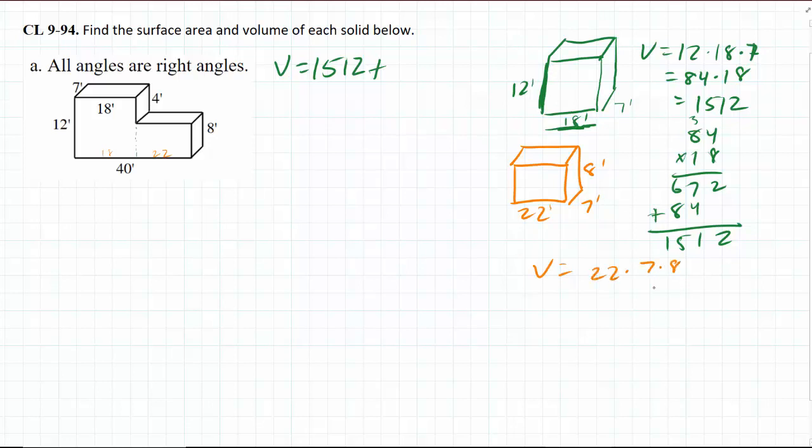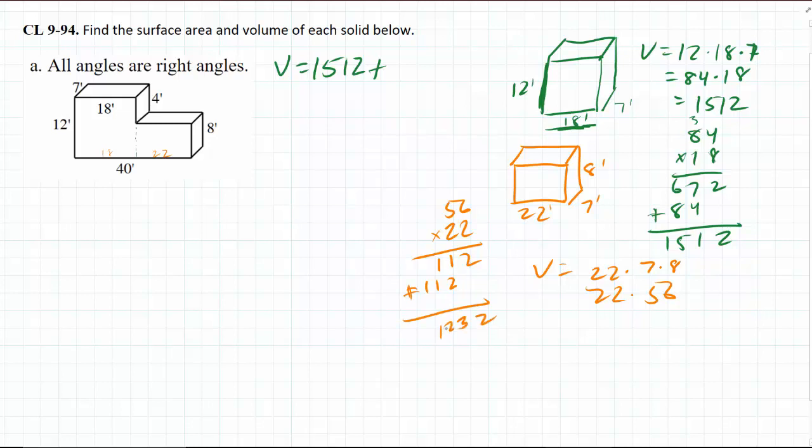7 times 8 we know is 56. And let's multiply that with 22. So 22 times 56. We actually do it the other way around. It'll be a little easier if we do the 56 as the first factor. 56 times 2. I know 50 times 2 is 100. 6 times 2 is 12. So 56 times 2 is 112. And again, 56 times 2 is 112. We'll go ahead and add that.